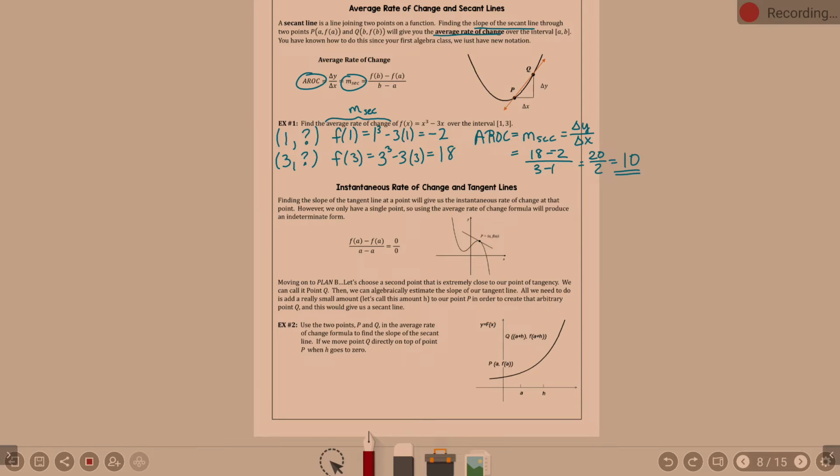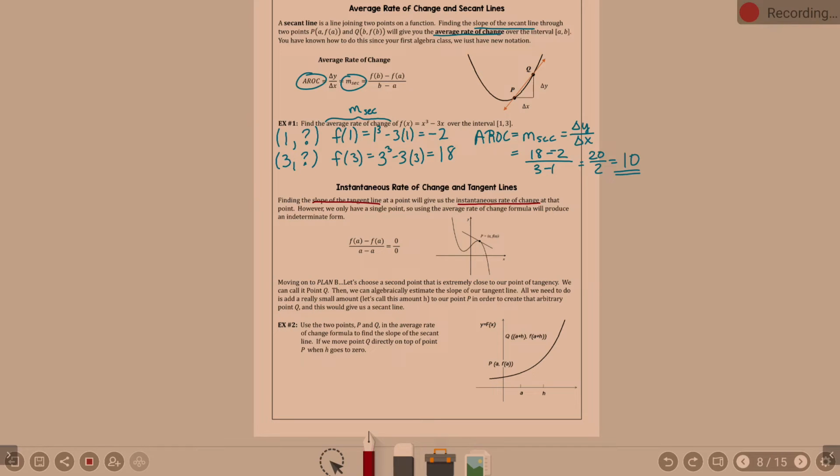Okay, instantaneous rate of change and tangent lines. Finding the slope of a tangent line at a point. So notice we're talking about one point. We're not talking about a secant line where it crosses through the curve at two points. We're talking about a tangent at one point, right? Finding the slope of the tangent line at a point will give us the instantaneous rate of change at that point. So here, instead of the slope of the secant, it's the slope of the tangent line, and it's the instantaneous rate of change, or if you remember from the first unit, IROC.